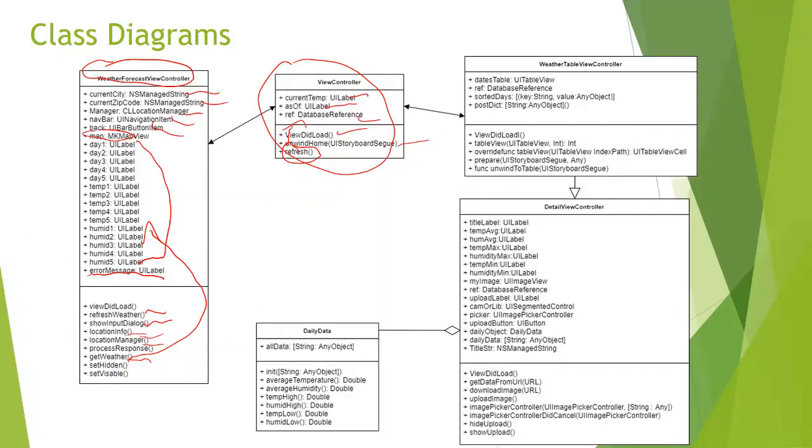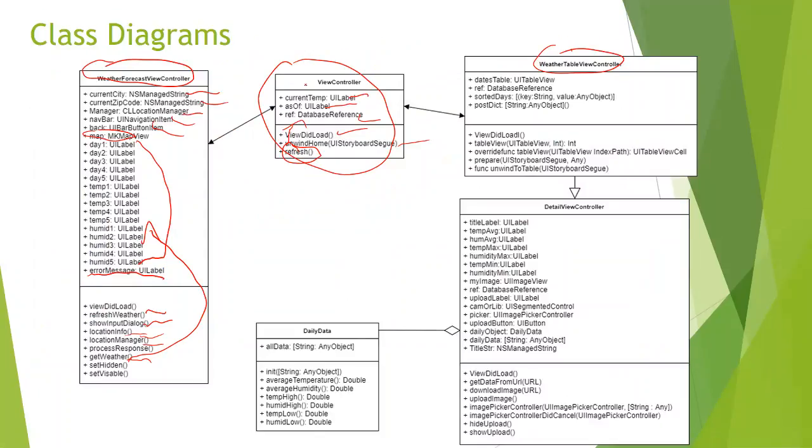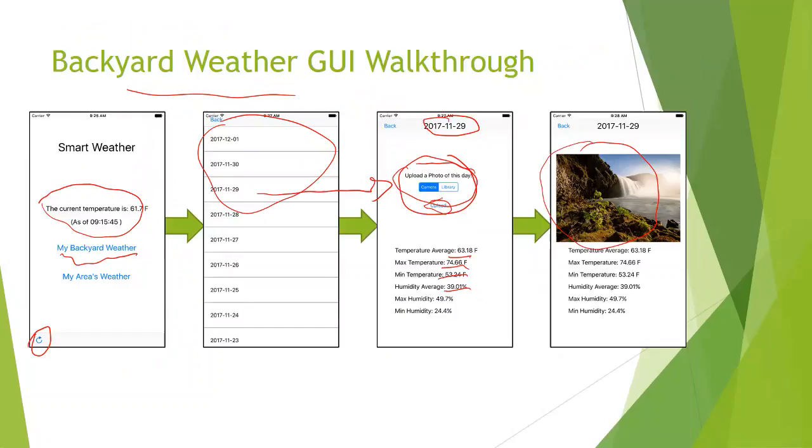So then we'll move on to the weather table view controller, which is this one here. We have our dates table, which is just our table, the reference, which once again I explained before, sorted days and post dictionary. These are used to get the information and make sure that it's all in correct order when it's being displayed, so that it goes from the most recent date to older dates, because we want the most recent information up at the top, and if we want to access older stuff, then we can scroll down.